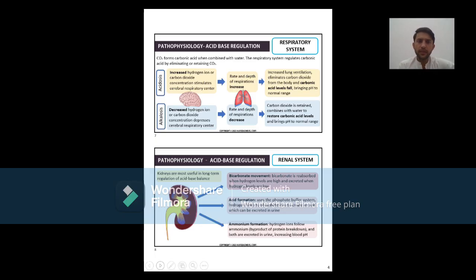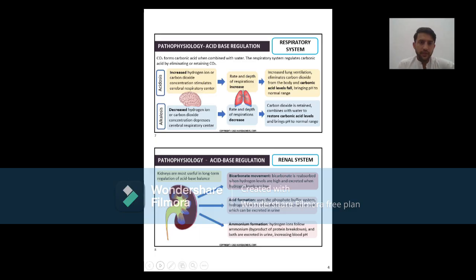In alkalosis, decreased hydrogen ion or carbon dioxide concentration depresses the respiratory center. It decreases the rate and depth of respiration. Carbon dioxide will be retained inside the body and combine with water to restore carbonic acid level and bring pH back to the normal level.